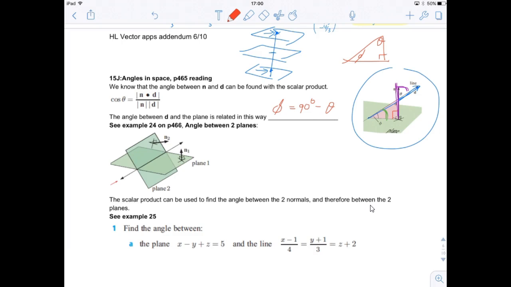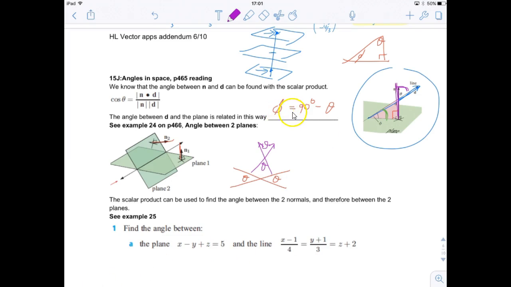And of course we could do something similar between planes. If we have two normals to the planes and we find the angle between the two normals, then we've pretty much found the angle between the planes also. Because if you have two planes separated by an angle of theta, their normals, let's draw the normals, purple, the angle between the normals is also theta. The acute angle between the normals is also theta.